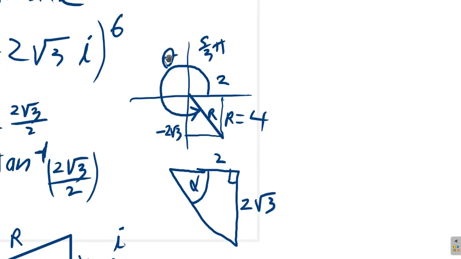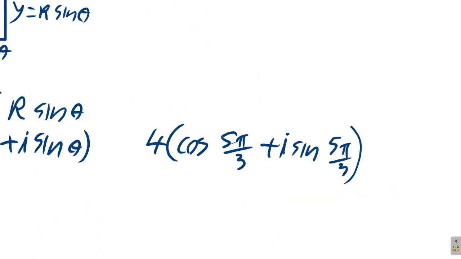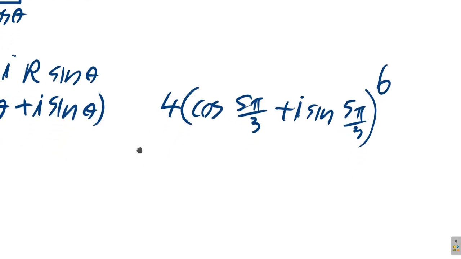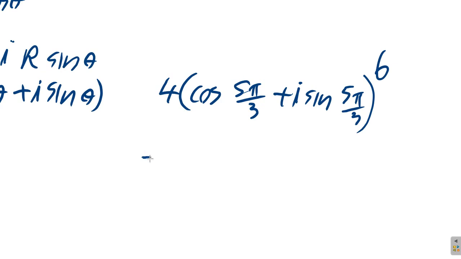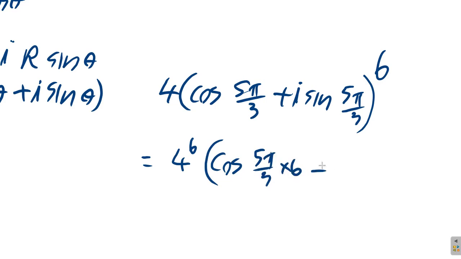But the thing is, this is raised to the power of 6. Now in polar form, it will so happen that you have 4 to the power of 6 and the angle will be multiplied by 6. So it's cos 5 pi over 3 times 6 plus i sine 5 pi over 3 times 6. That's what's going to happen.